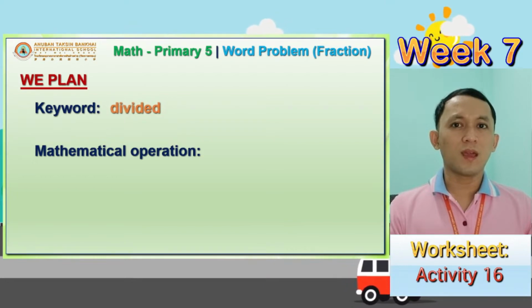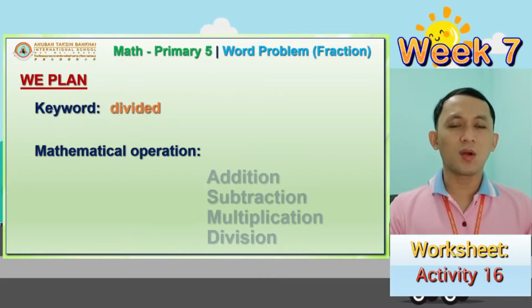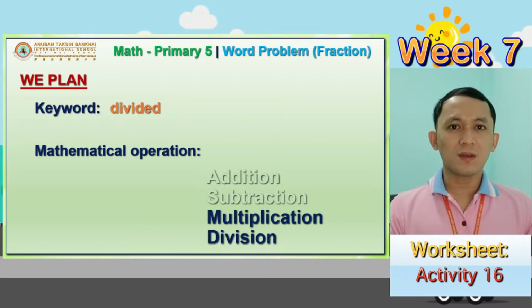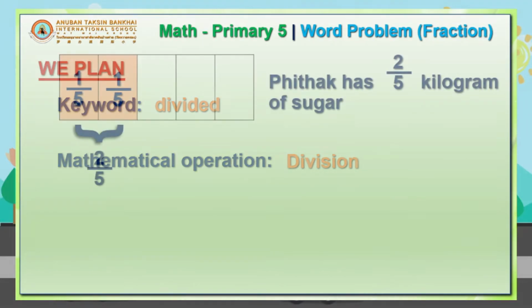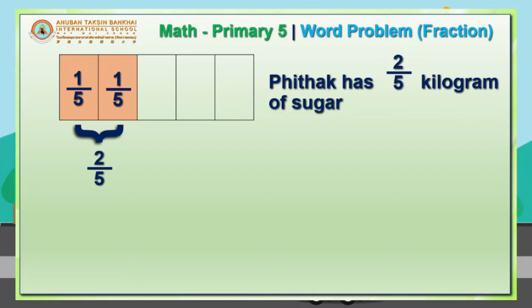And of course, we have 4 mathematical operations. Let's focus today. We are going to use multiplication or division. So of course, we are going to use division as our operation. Now let's have a representation first before we go to our third stage.